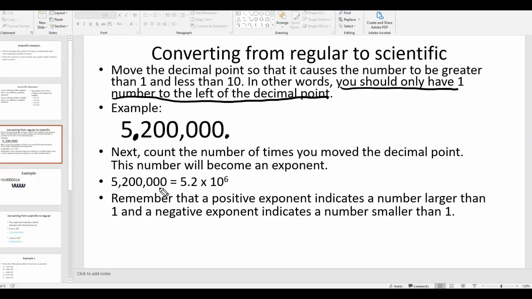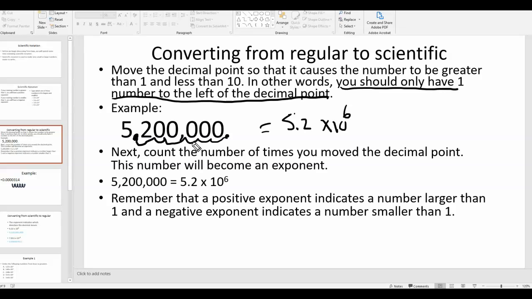So now we need to count how many spaces we need to move to get the decimal there. 1, 2, 3, 4, 5, 6. We had to move 6 spaces, and because this is a big number, that means we should have a positive exponent. So in scientific notation, that would be 5.2 times 10 to the power 6. Notice how that's way easier to write than writing it all like this.